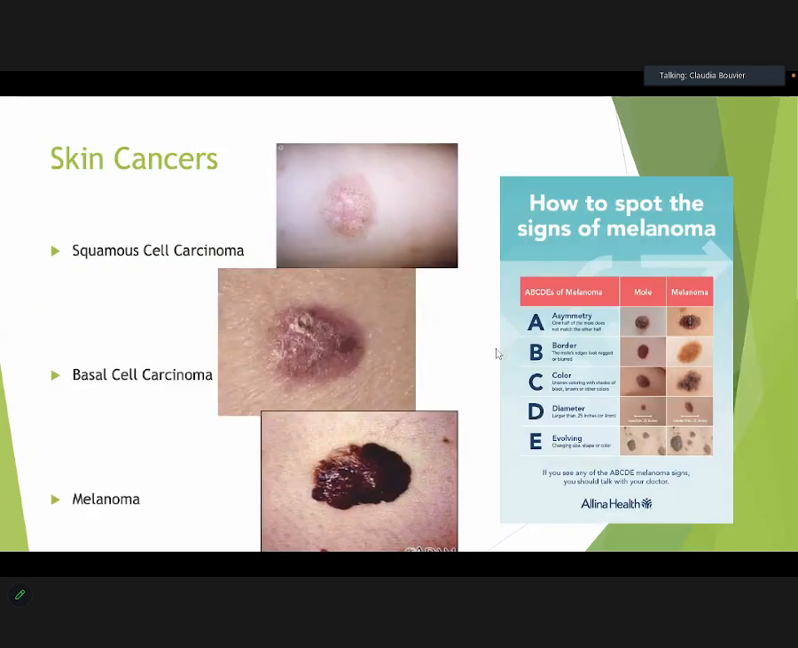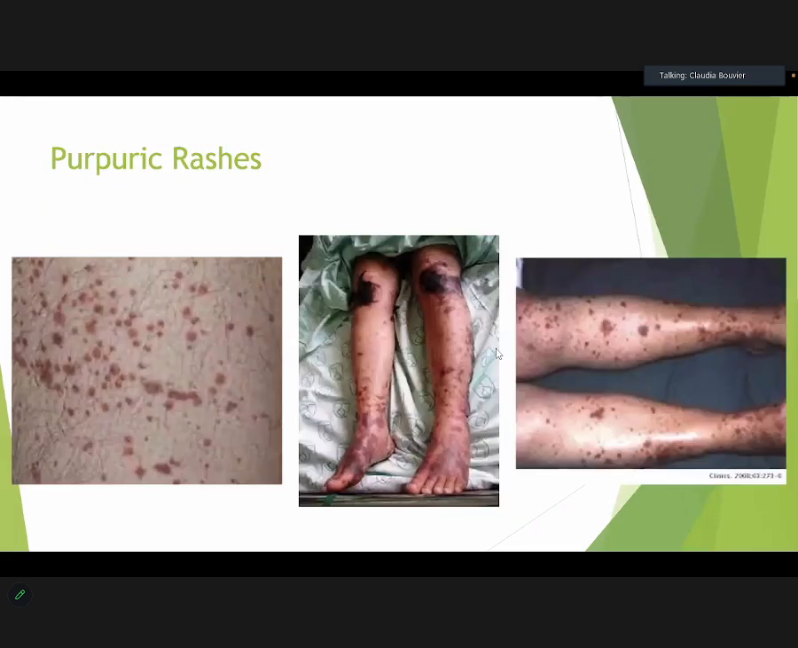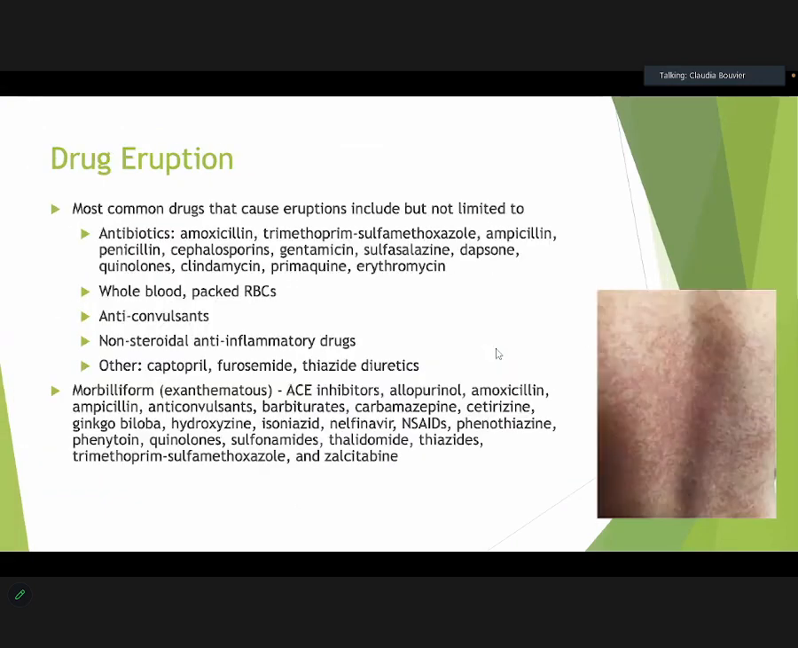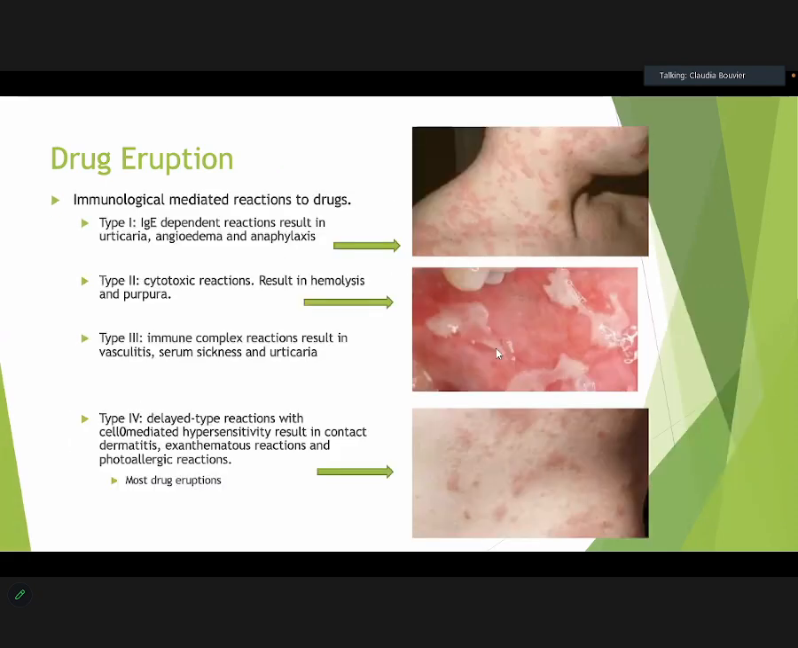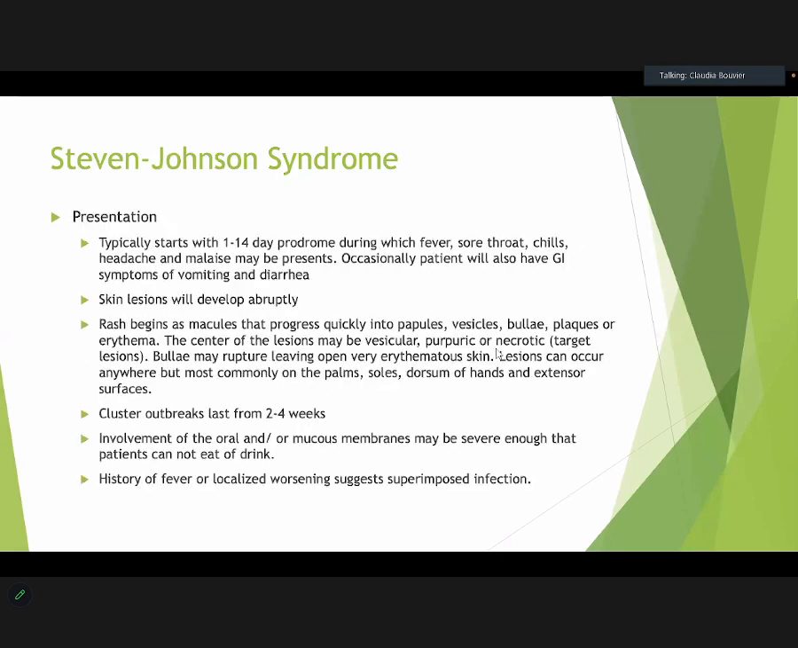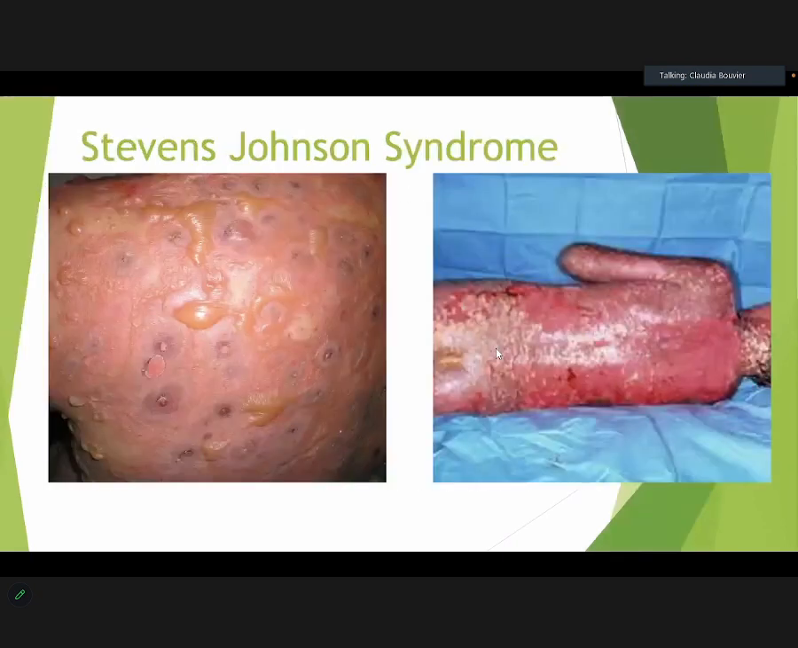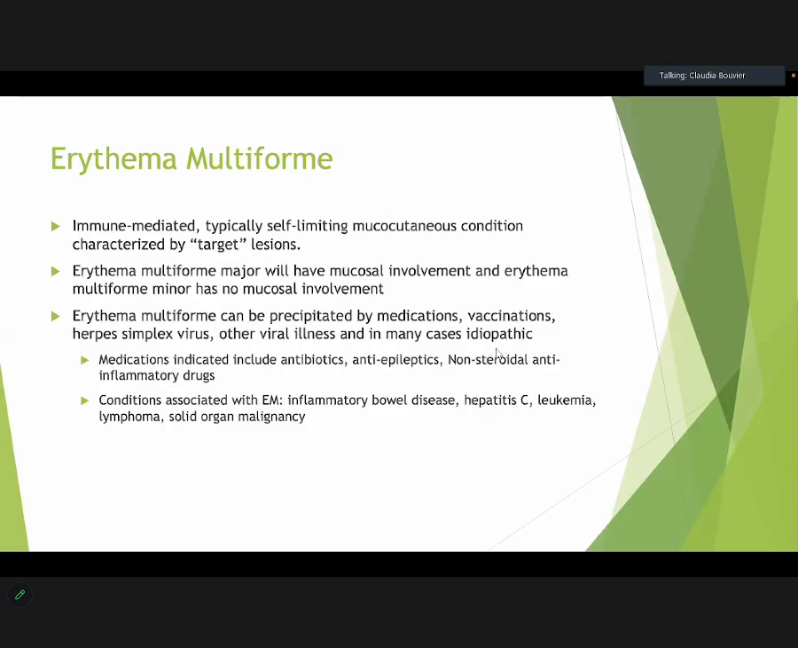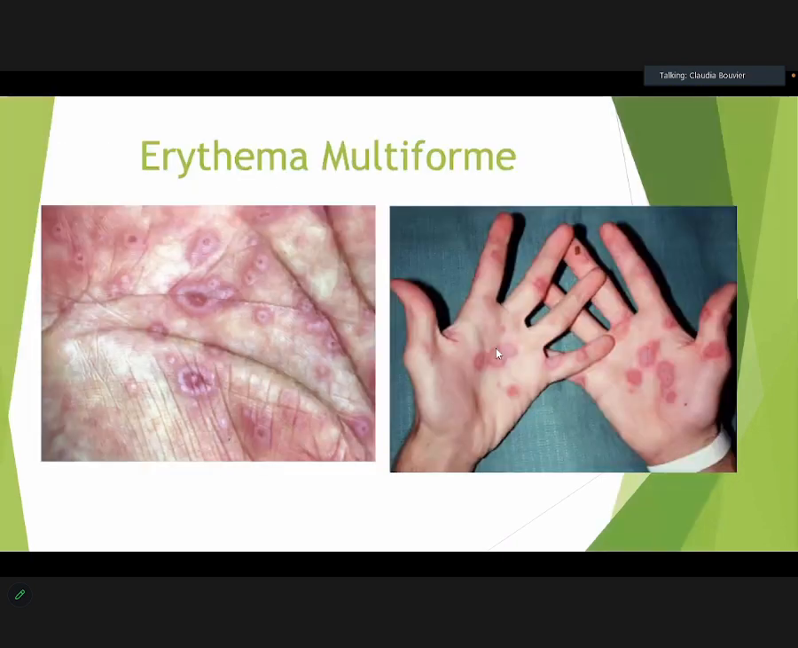So that is it for this week, and I'll just show you guys real quick. Skin cancers, we got them. Our purpuric rashes, highly suspicious, usually very terrible. Then drug eruptions, the morbilliform rash. There's your urticaria, your urticaria as well for the type 3, and then cytotoxic reaction, and then delayed reaction. Stevens-Johnson and toxic epidermal necrolysis, and then erythema multiforme.